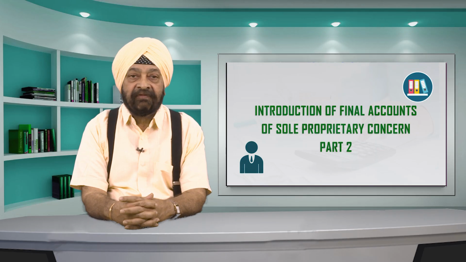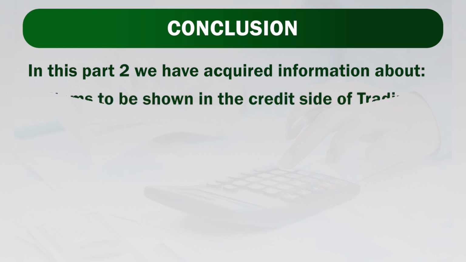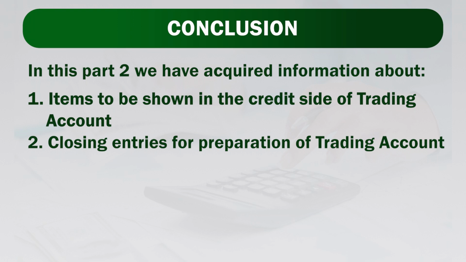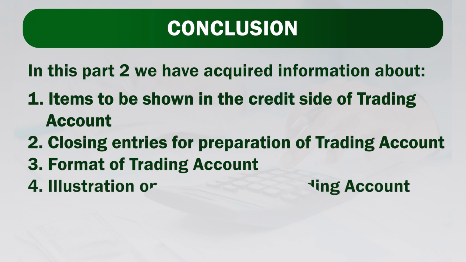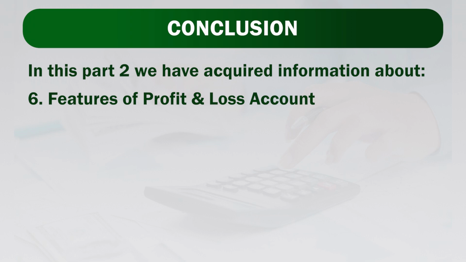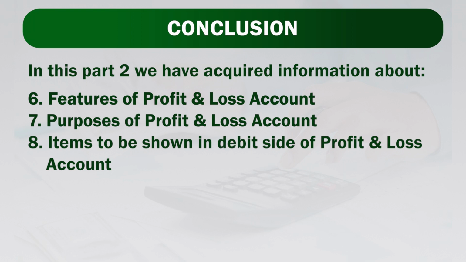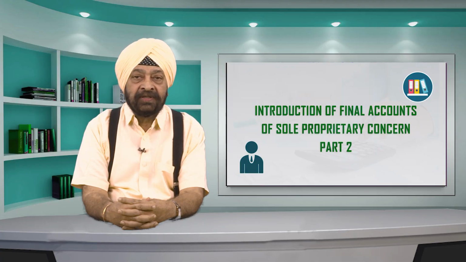Friends, in this part 2, we have acquired information about items to be shown in the credit side of trading account. Number 2, closing entries for preparation of trading account. Number 3, format of trading account. Number 4, illustration on preparation of trading account. Number 5, what is profit and loss account. Number 6, features of profit and loss account. 7, purposes of profit and loss account. 8 number is items to be shown in debit side of profit and loss account. Profit and loss account related other information we will discuss in part 3.